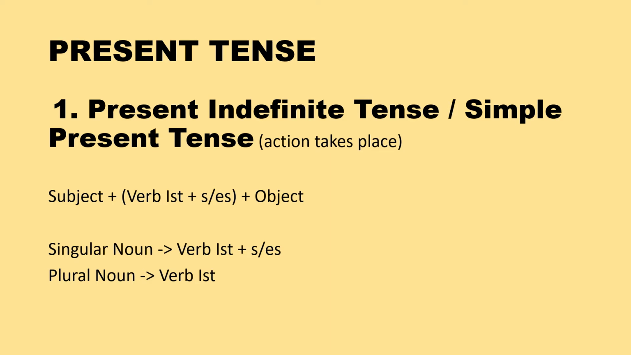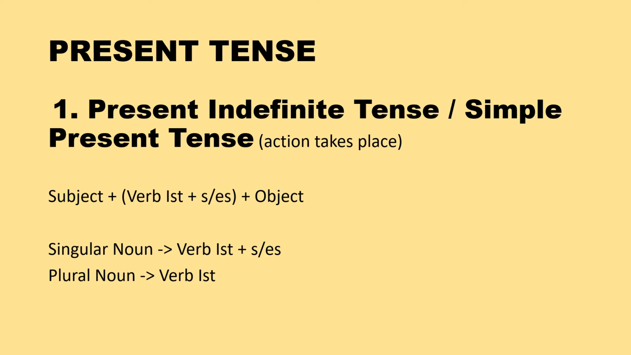Now, the simple present tense tells us that an action takes place. It only tells us that right now an action takes place. The structure of the simple present tense or present indefinite tense is subject plus first form of verb with or without s or es plus object.